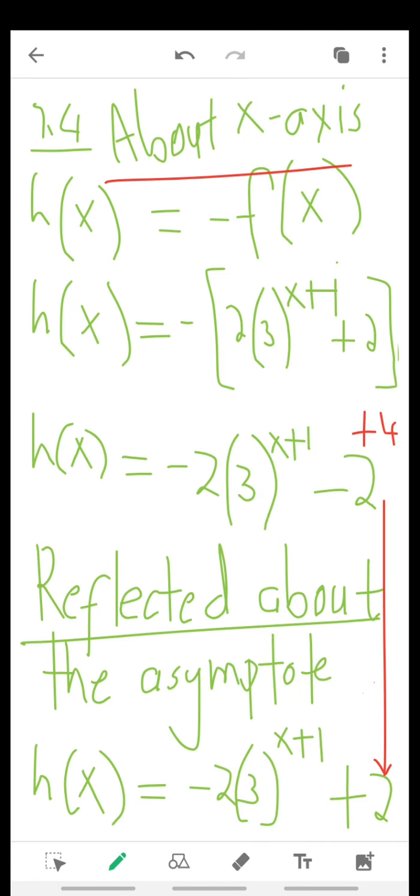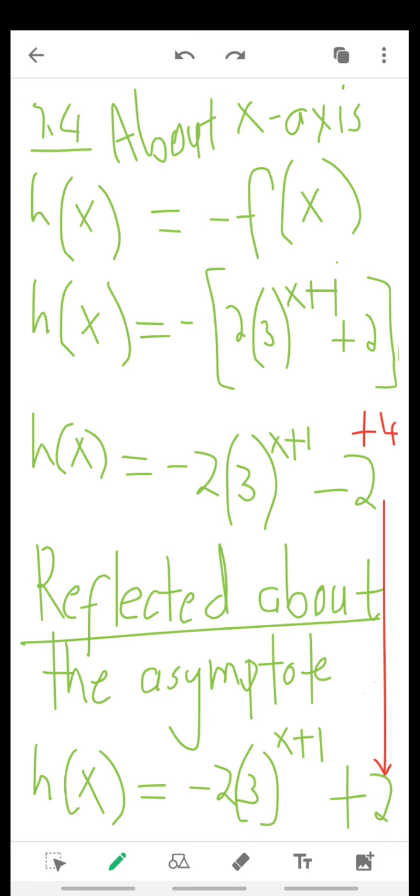7.4, we start by reflecting about the x-axis. So h will be equal to negative f of x, because reflection along the x-axis changes the y. Therefore, it will be the negative multiplying the whole function of f, which is 2 times 3 to the power x plus 1 plus 2. When I distribute the negative, then I get this function here.